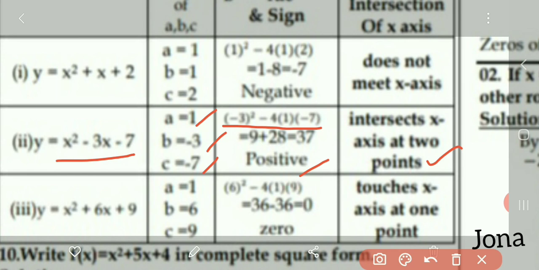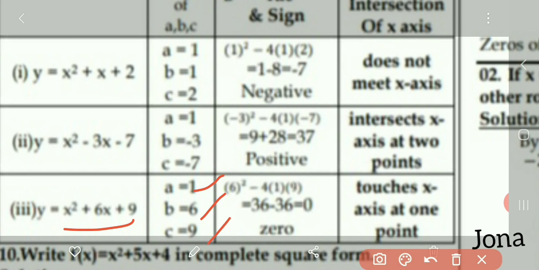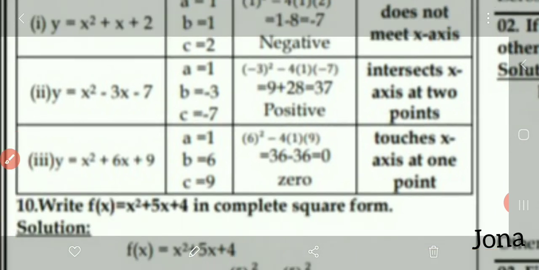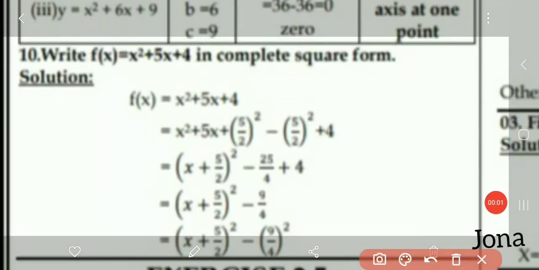Okay. And then the third one, x square plus 6x plus 9. Here also we got a equal to 1, b equal to 6 and c equal to 9. And then we have to substitute in the formula b square minus 4ac. The answer is 0 here. So if it is 0, it touches x-axis at 1 point. Okay, that is the condition here. And then we have the next 10th sum.